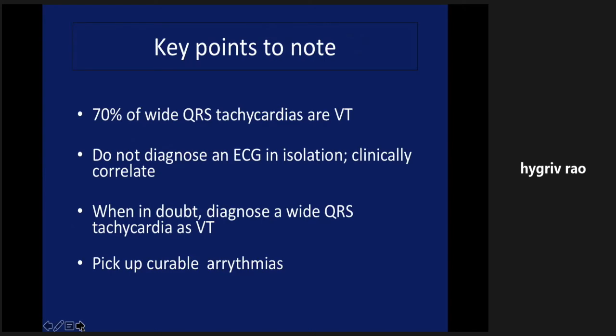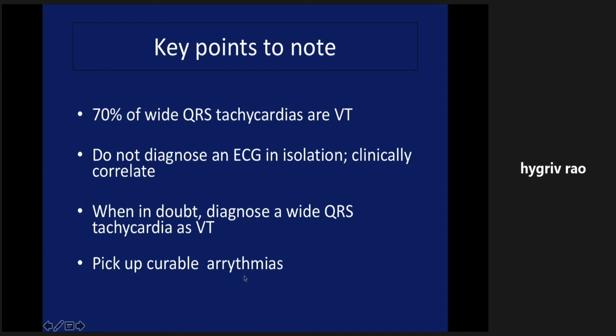Now, last slide. In conclusion, 70% of the wide QRS tachycardias are VT. Please remember that. I re-emphasize it. And do not diagnose an ECG in isolation. That is also a wrong thing. Please ask the history. Does he have chest pain? Does he have LV dysfunction? Does he have an MI in the past? Very, very important. When in doubt, diagnose a wide QRS tachycardia as VT, because 70% of the time you're right.